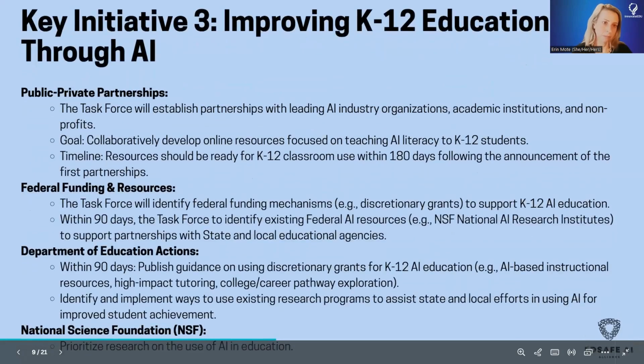There's a lot here in pillar number 3. So first, this call to public-private partnerships. The timeline for this is 180 days following the announcement of the first partnerships. So we'll see what that looks like. And the goal really is to develop online resources there for AI literacy. The next component is around discretionary grants.